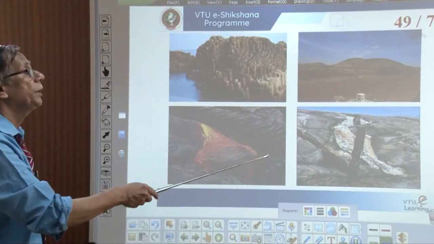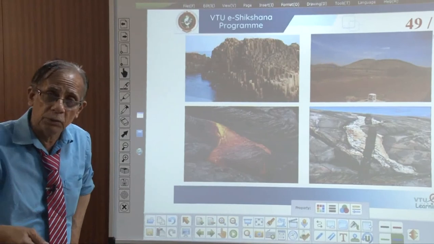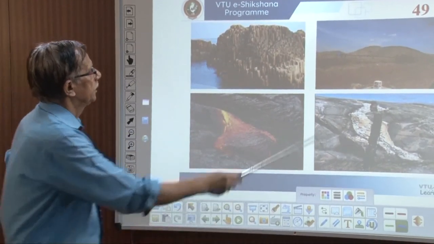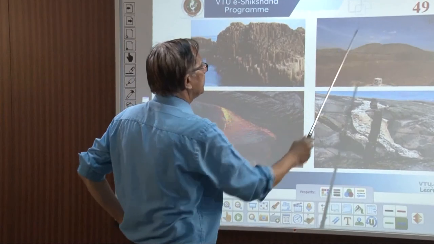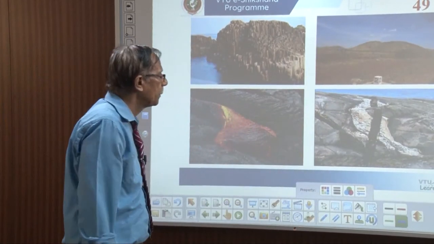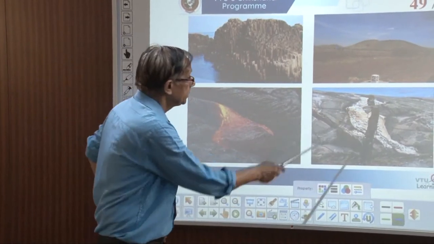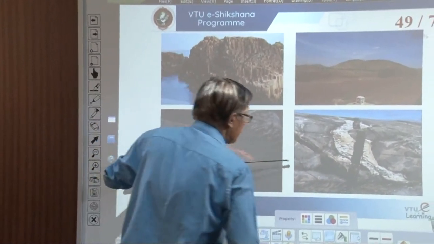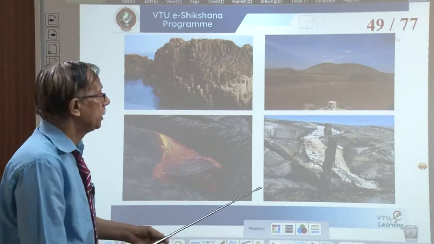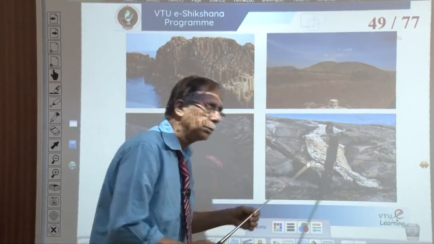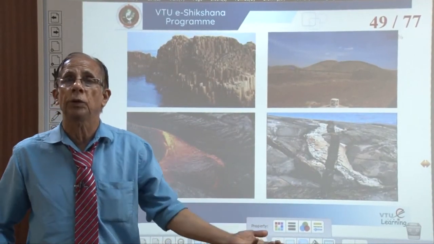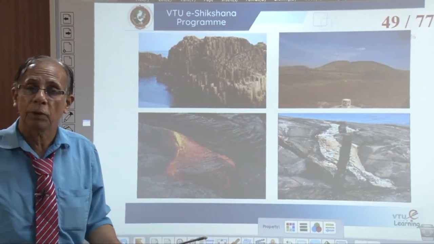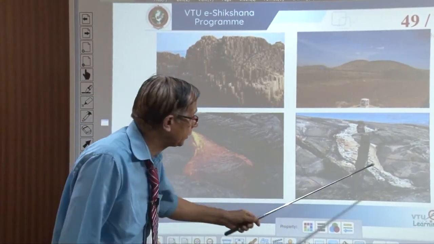They have implications on civil engineering activities. Tourism center, they resist weathering on either side and remain as a hill. This dike may act as a barrier for flow of groundwater. If I put a well on one side of the dike, I may get a good quantity of water. On the other side, I may not get a good quantity of water because water does not flow across.